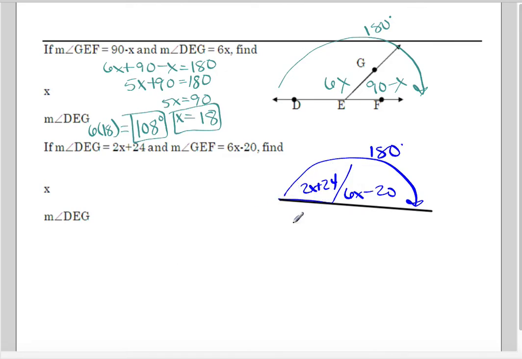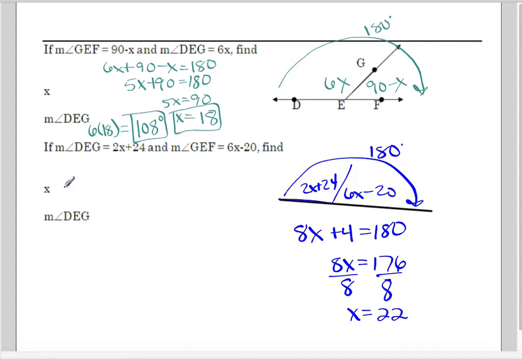You can combine your like terms before you write your equation. 2X and 6X is 8X. Positive 24 and negative 20 is positive 4. So 8X plus 4 equals 180. Subtracting the 4, 8X equals 176, and dividing by 8, X ends up being 22. And so we know that X is 22, and finding DEG, DEG is going to be 2 times 22 plus 24. So 2 times 22 plus 24 is going to be 108 again. All right, so just some problems from there.